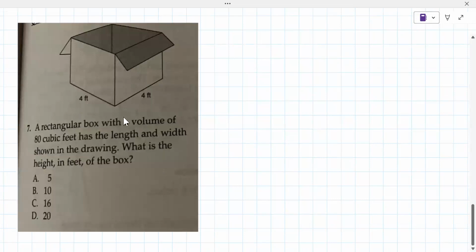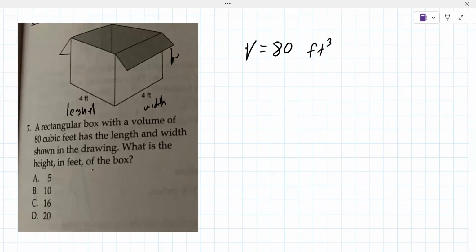Okay, a rectangular box with a volume. So they're telling you the volume. The volume is 80 cubic feet. It has the length and width shown. So you could say that's the length, that's the width. What is the height in feet of the box? Well, the height is the vertical right here.